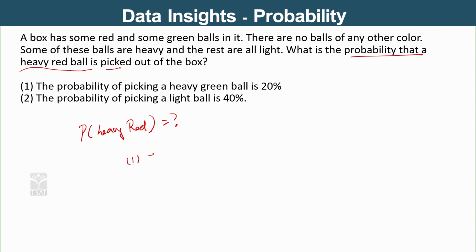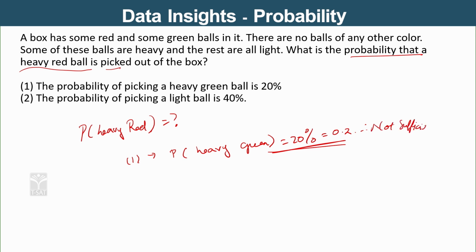Okay, statement 1 is telling us that the probability of picking a heavy green ball is equal to 20%, which is equal to 0.2. But you do not know what the light green balls are or what the heavy red balls are or the probability for the light red balls. We do not know any of those probabilities. Therefore, this information is not sufficient to answer the question.